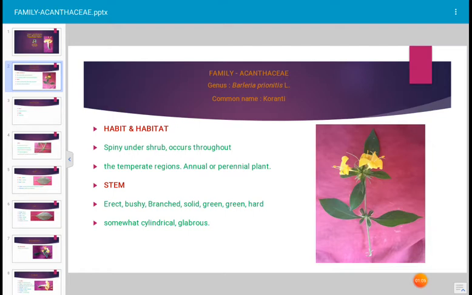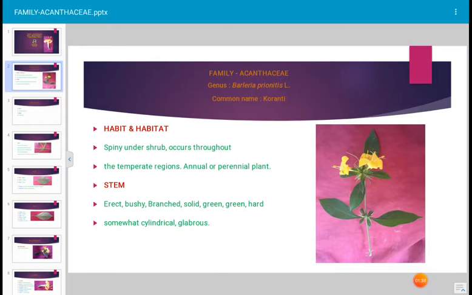And how is the habit of this plant? Habit and habitat. It is a xerophytic plant, and most of the plants of this family are mesophytes, but it possesses some xerophytic characteristics. It is a spiny undershrub. It occurs throughout the world, throughout temperate regions. It is a common plant and it is an annual or perennial plant.